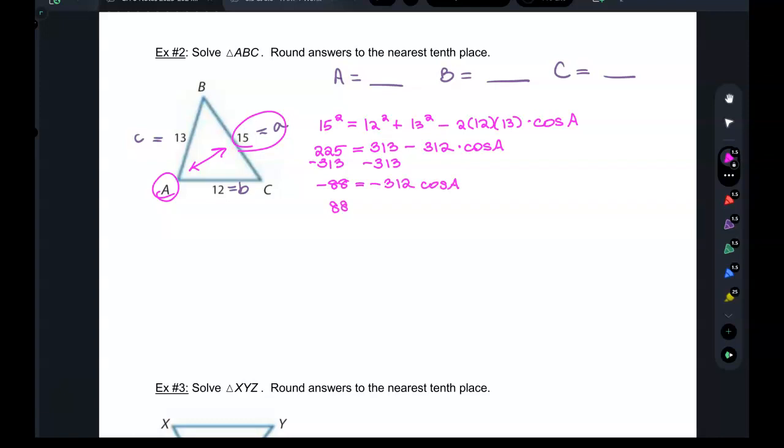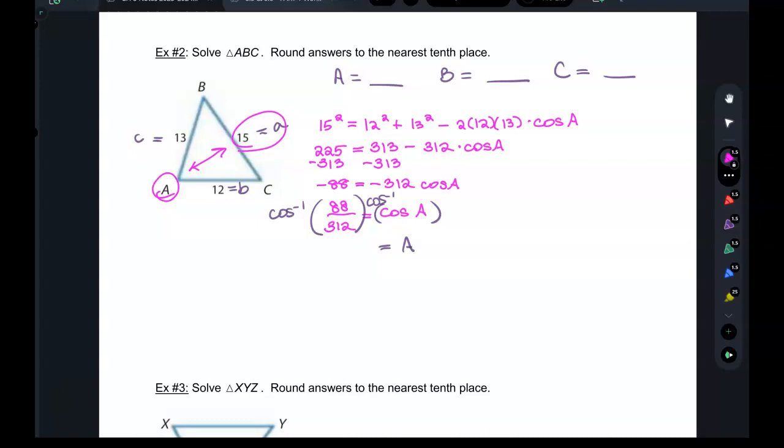And so 88 over 312 is equal to the cosine of A. So we're going to do cosine inverse. It's negative divided by negative. Okay, let's see what we get for that angle measure. Don't worry about simplifying 88 over 312. Just plug it all in at once. Don't do extra work. What do we get? 73.6.